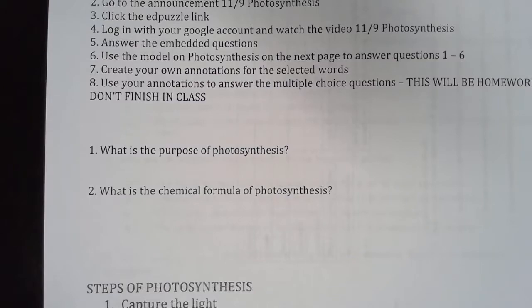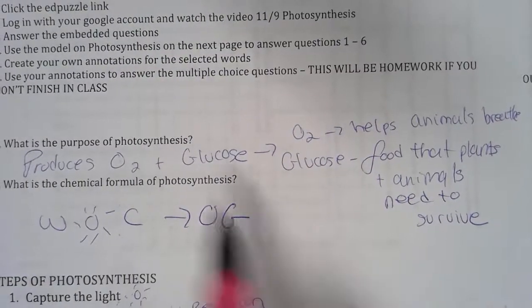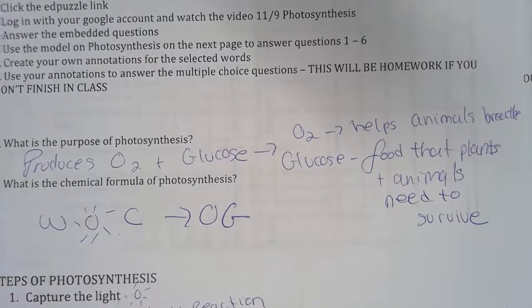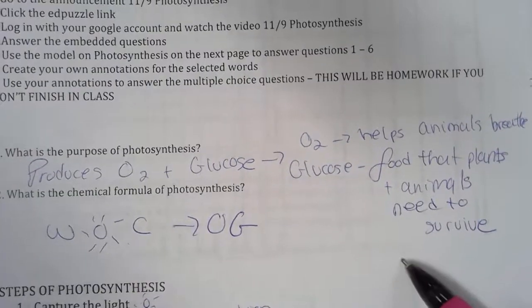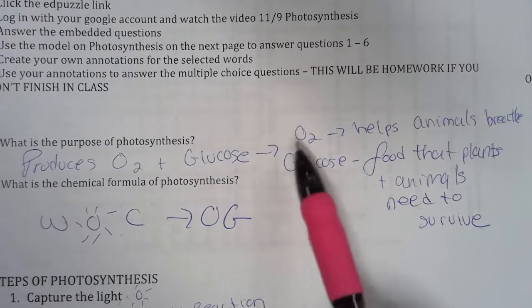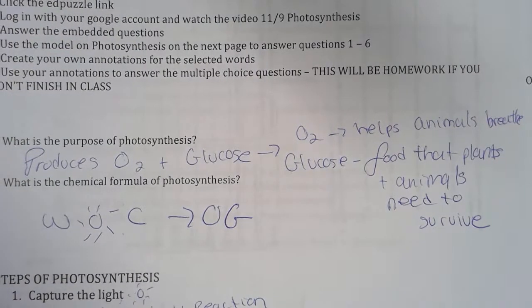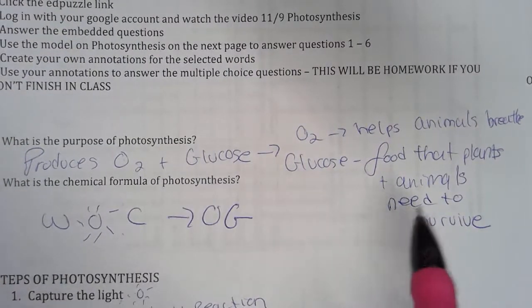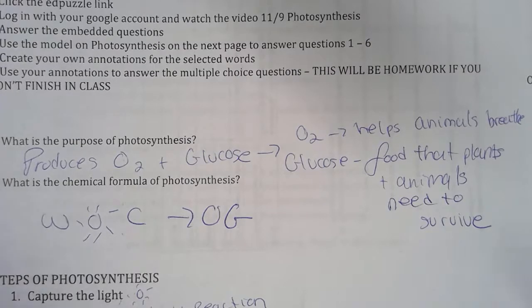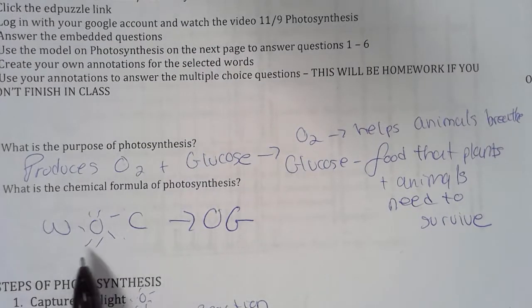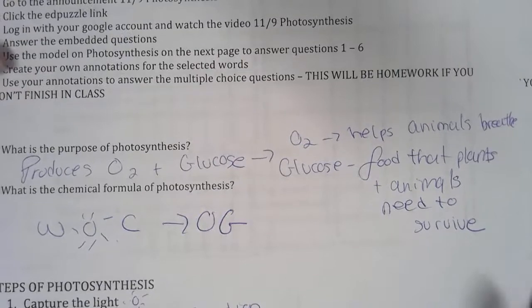Alright, welcome back. I want you to check yourself with these. If you had something like produces oxygen and glucose, you were on the right track. If you went in to be more specific, that's awesome. So oxygen helps animals breathe, and then glucose is the food that plants and animals need to survive. And then you should all be experts on number 2.